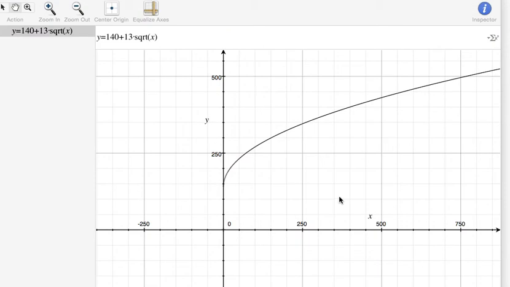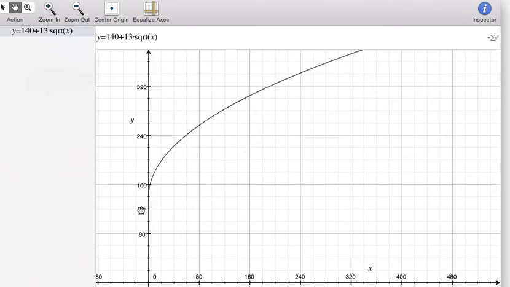Here's the graph of C of X, total cost equals 140 plus 13 times the square root of X. So its y-intercept is actually, zoom in a little, it's actually at 140. You can't quite tell, I'm not zoomed in enough, but it does start at 140 because that's the fixed cost. When X is 0, it still costs you 140. So that's your cost of setting up shop.